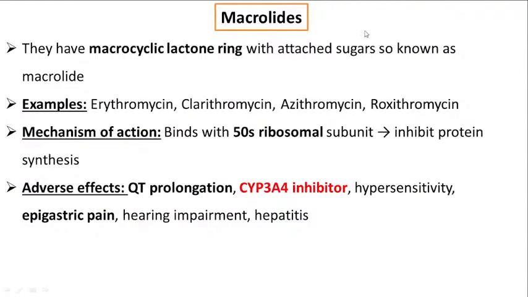नेक्स्ट इज मैक्रोलाइड्स. मैक्रोलाइड्स कैसे आइडेंटिफाई करेंगे? How do you identify it? By the identification of thromycin: एजिथ्रोमाइसिन, रॉक्सीथ्रोमाइसिन, क्लैरिथ्रोमाइसिन, इरिथ्रोमाइसिन, ये सारे हैं ना, इसमें बहुत सारे इंपॉर्टेंट हैं. क्या याद रखना है पता है इसमें? आपको क्या याद रखना है?